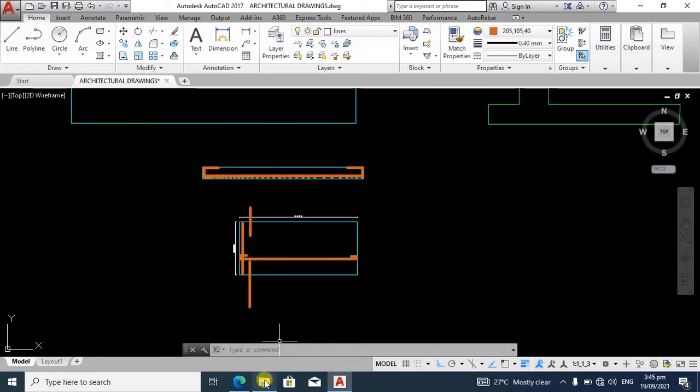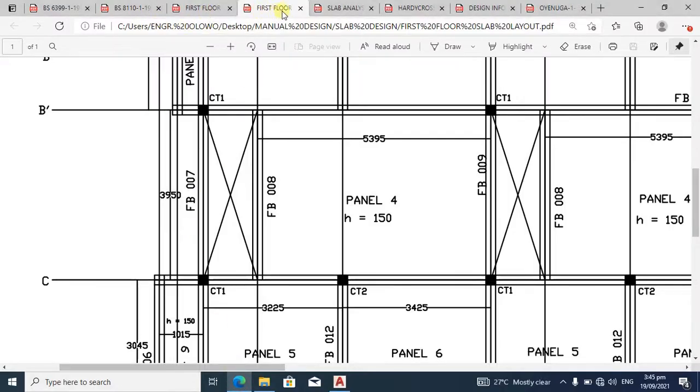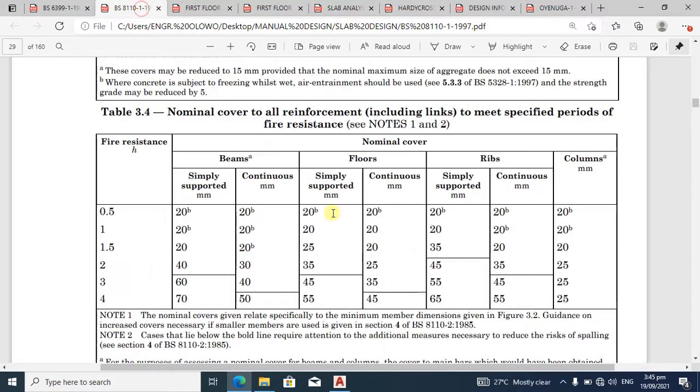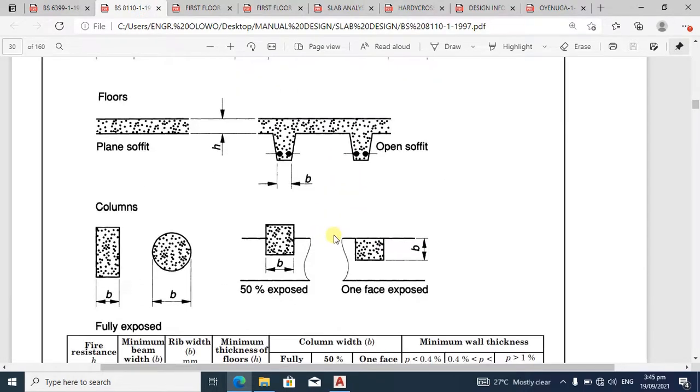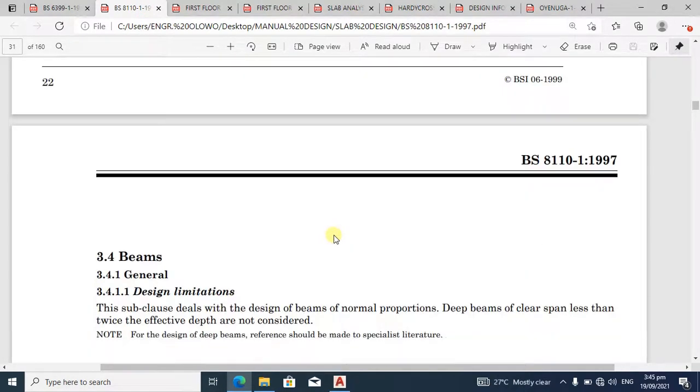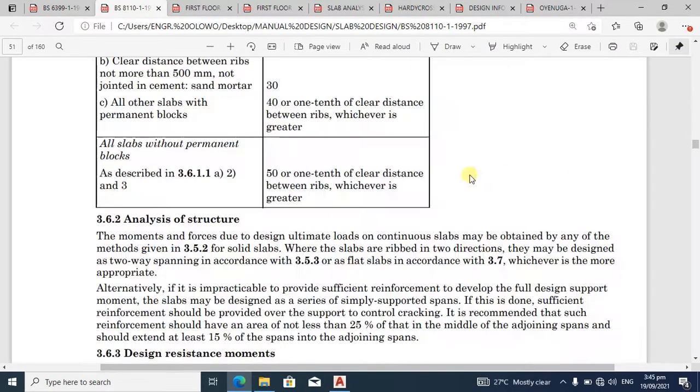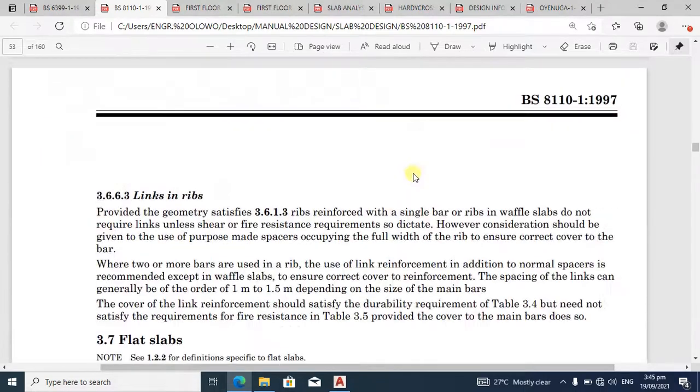So now let's start. The first thing we are going to do now is to get the value of our positive bending moment coefficient. How do we get this value? We will now go to a table in the BS 8110 part 1, 1997. So we go to a table.